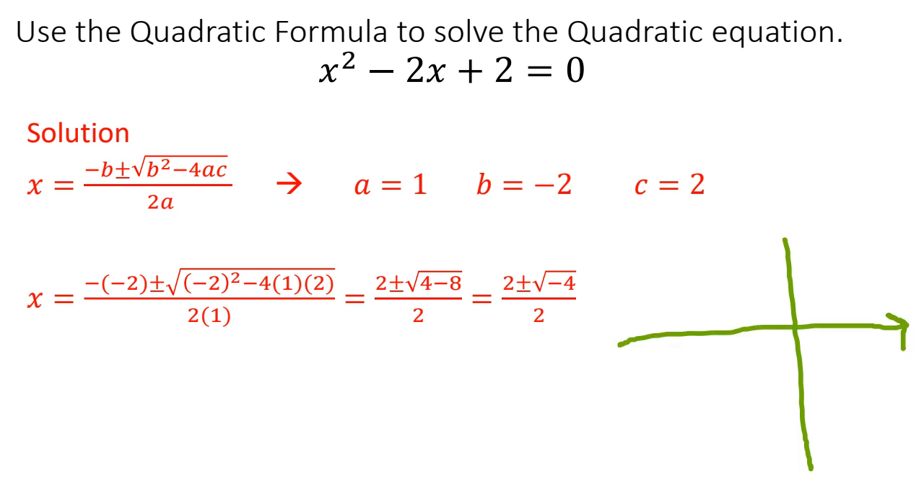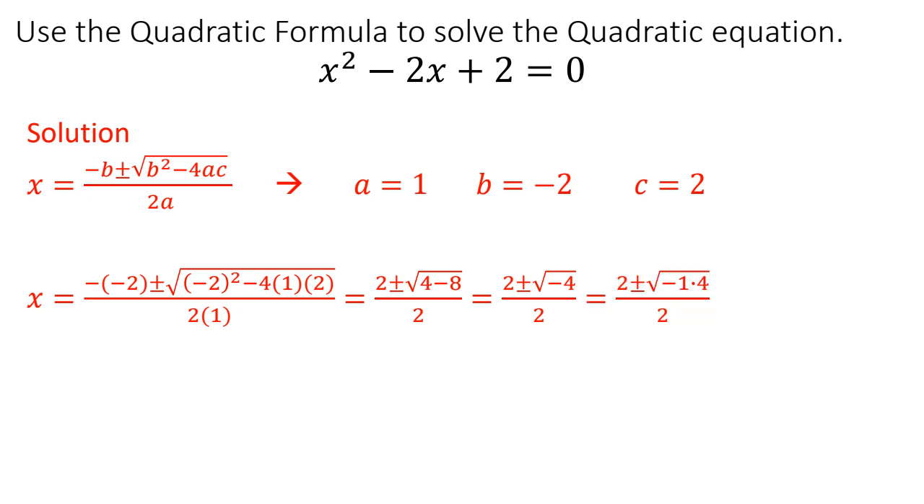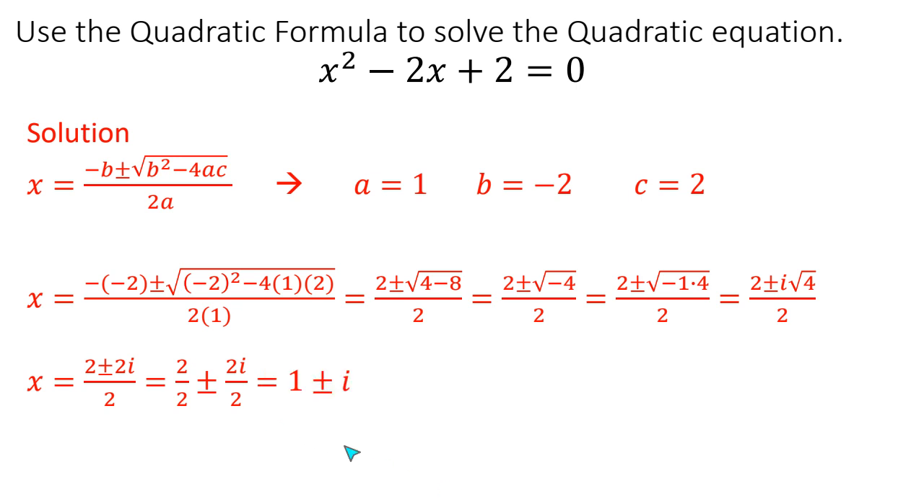Okay, but if we simplify, negative 4, the square root of, well, we can write negative 1 times 4 so that we can take care of that negative. The negative 1 is the same as i squared, which the square root of i squared would be i. So now the square root of 4 is just 2. And then we can simplify further. 2 divided by 2 is 1, and 2 divided by 2 is 1. So here I broke it down, divided by 2. So now we have 1 plus or minus i.